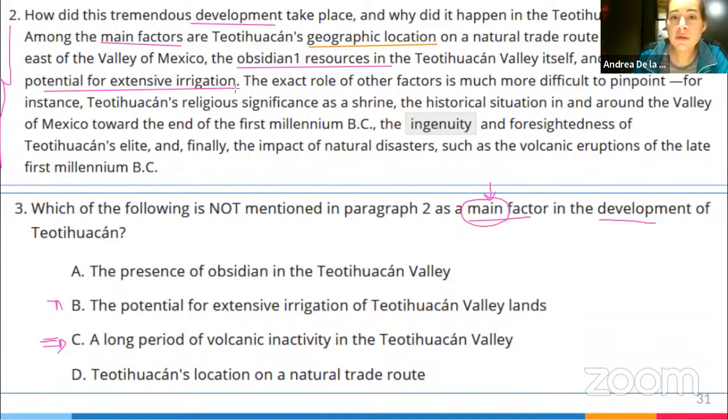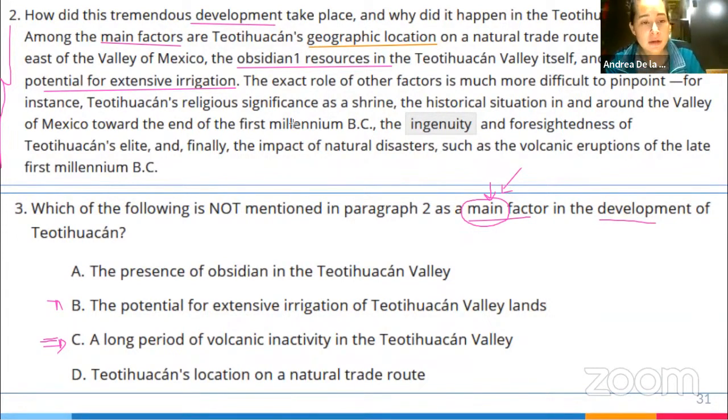Now, if you continue reading, you're going to find that we do have other factors, right? It says the exact role of other factors. And then you have religious significance, historical situation, ingenuity and foresightedness of the elite, and the impact of natural disasters, such as volcanic eruptions. So if you continue reading, you're going to find yourself with other factors too. But remember that we're just looking at the main factors. So that's it. We have only three.